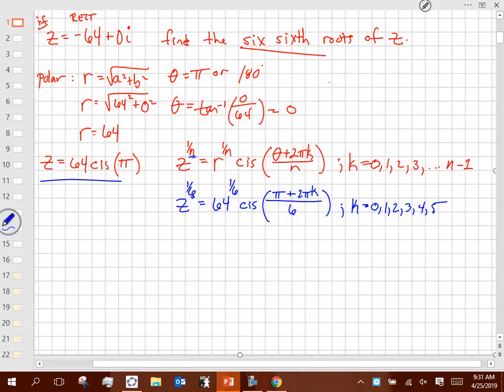Now we stop at n minus 1, right? So if n is 6, we stop at 6 minus 1. And what that does is, since we started at 0, k again is an index or counting tool. If I started at 0, that is the first solution. It's the first sixth root. And then moving on to 1, 2, 3, 4, 5. If I look at those, I will have 6 total solutions, right? 6 total roots. Okay.